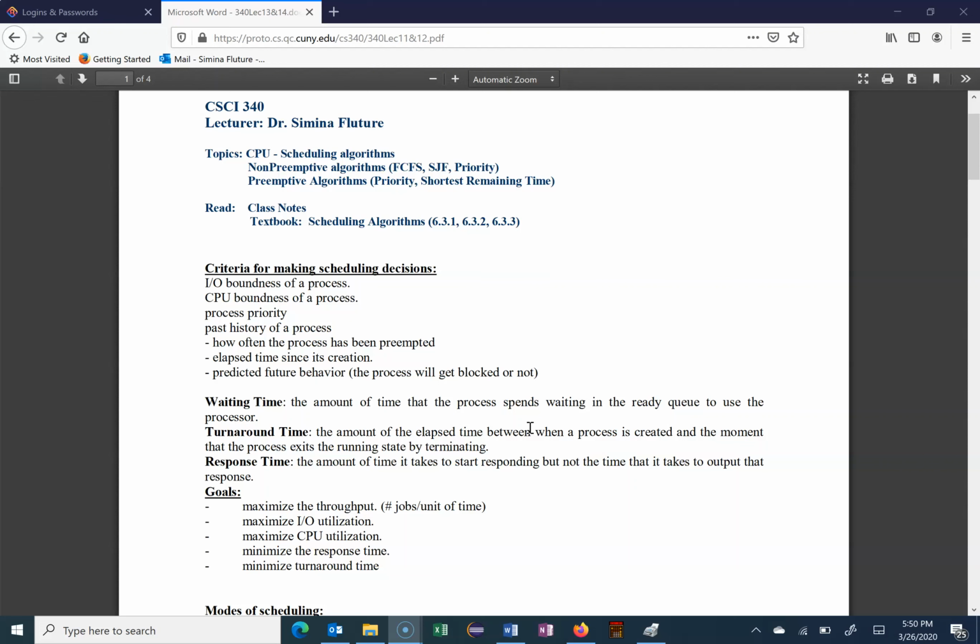Based on these characteristics, usually the interactive processes have the highest priority. They are followed by the IO-bound processes and then by the CPU-bound processes.